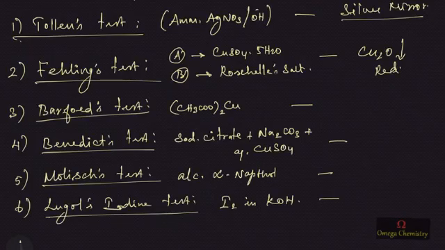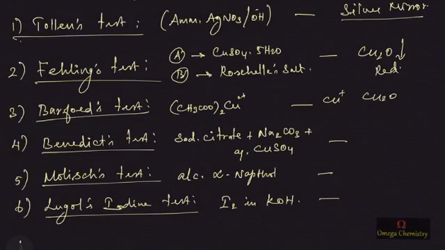The third one is Barfoed's test. The Barfoed reagent is copper acetate. Here again copper is in the 2+ oxidation state, so it will get reduced to the 1+ oxidation state as Cu2O, which will be a brick red color, right? A brick red precipitate is the indication for the presence of carbohydrates or reducing sugars.